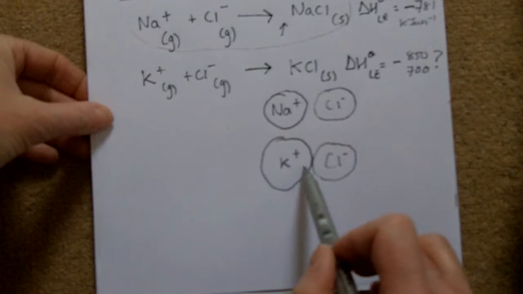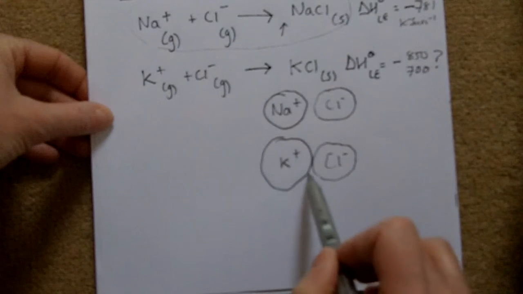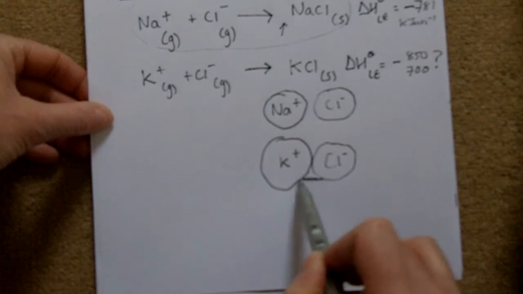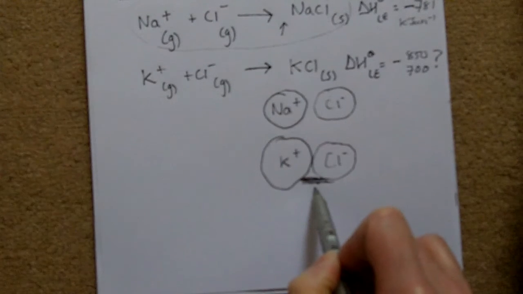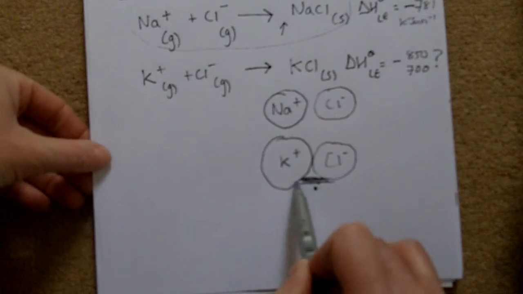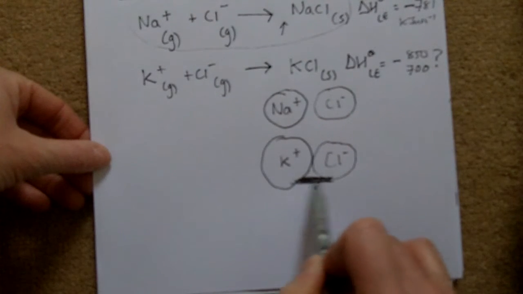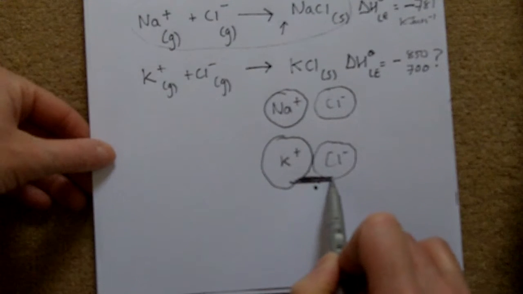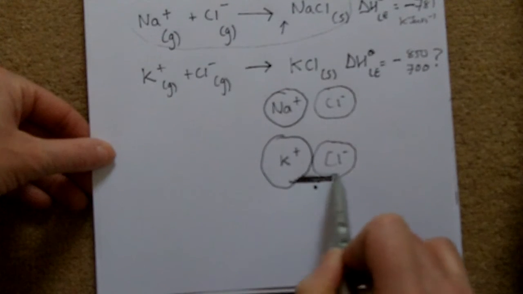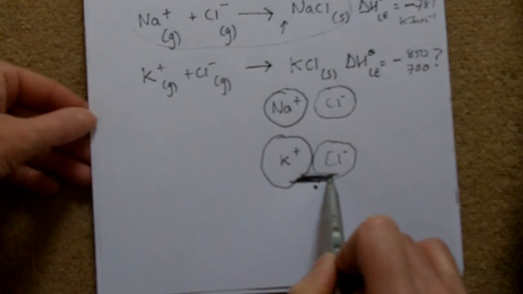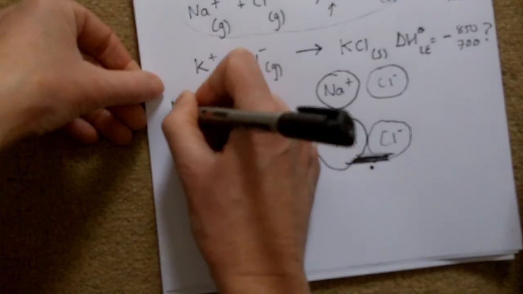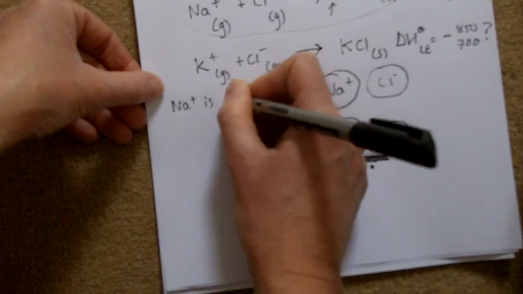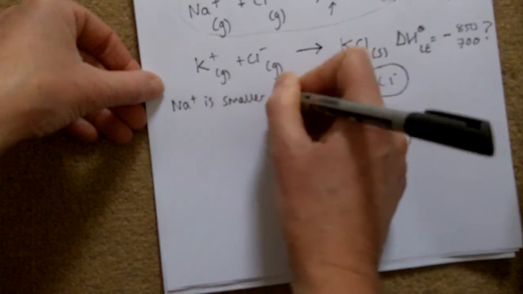The K plus, because it's larger, is not going to have a very strong attraction with the chloride ion. Larger ions cannot pack as close together. So K plus is a weaker attraction, and therefore it's a weaker ionic bond, and therefore it's more easily broken up. Okay, so let's just write this down. So I'm going to write down Na plus is smaller than K plus.